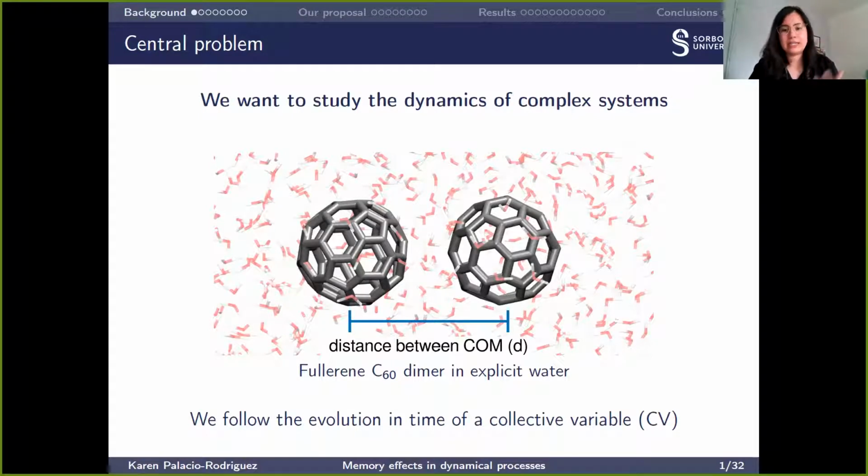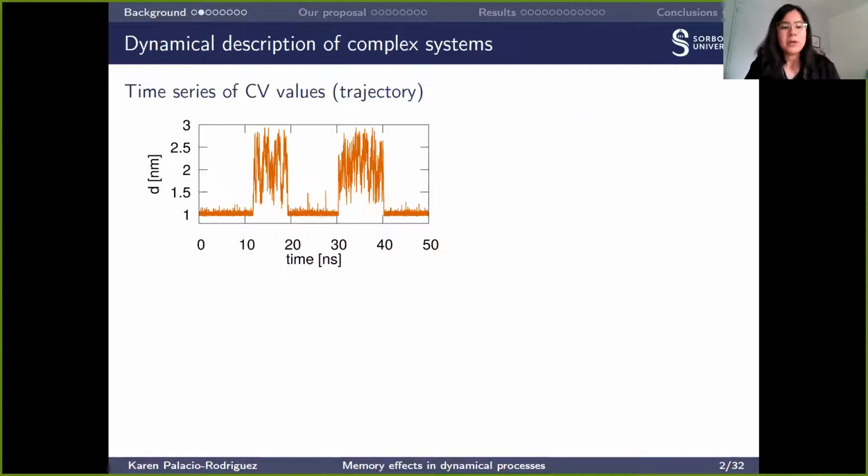So to understand the dynamics of the system, we project the dynamics on collective variables. If we follow the evolution in time of these collective variables, we can end up with time series of the CV values, or trajectories. In these trajectories, we have a simpler description of what is happening in the process.